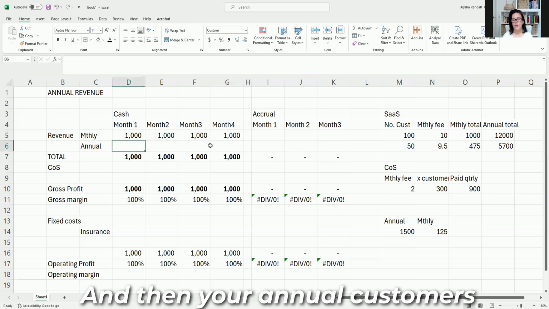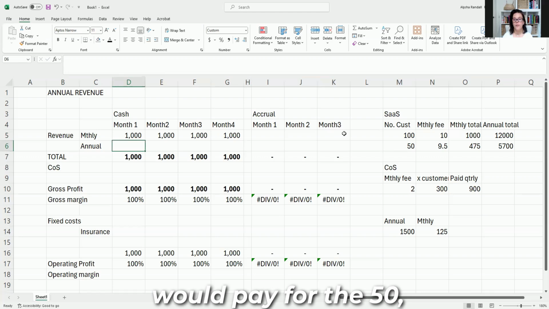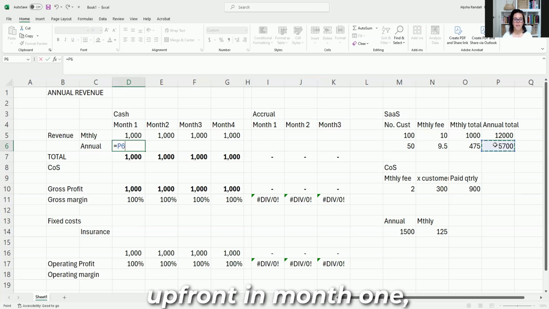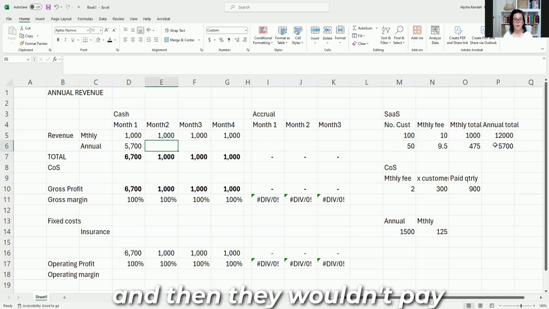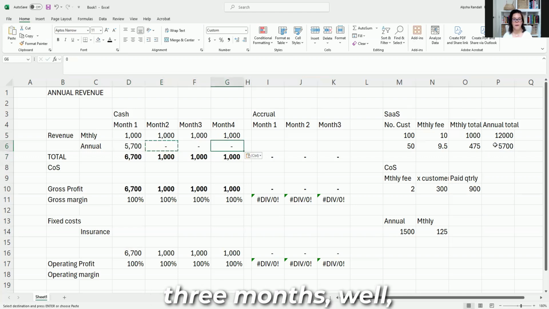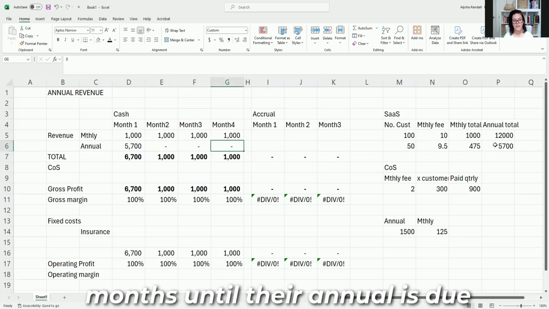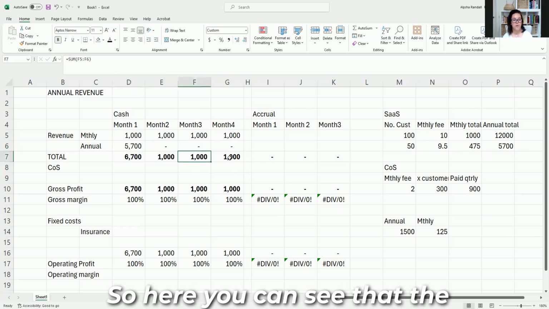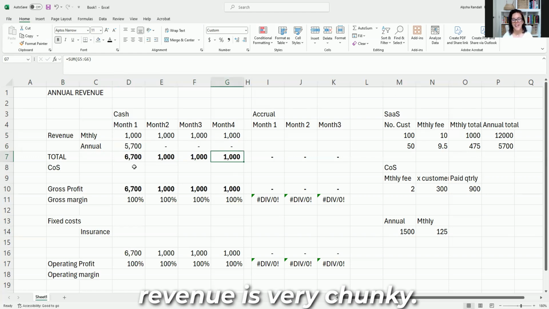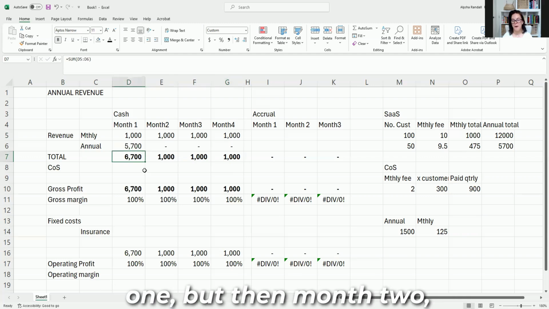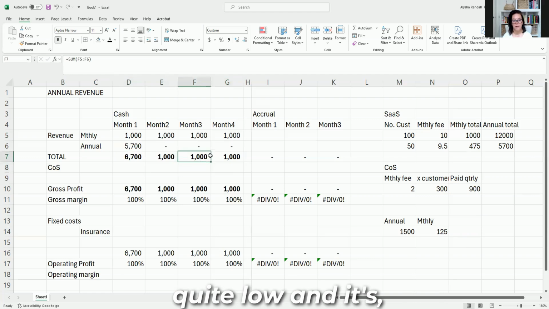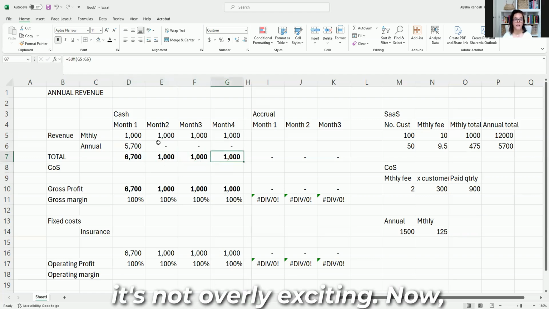And then your annual customers, the 50 customers, would pay their amount upfront in month one, and then they wouldn't pay anything for the next 11 months until their annual is due at the beginning of the year again. So here you can see that the revenue is very chunky. You get quite a healthy month one, but then months 2, 3, and 4 are quite the opposite. It's quite low and it's not overly exciting.